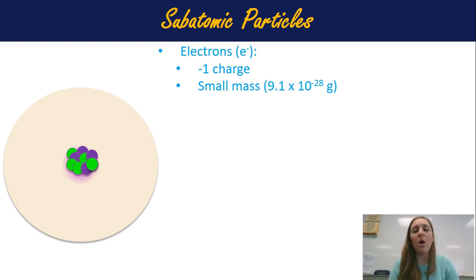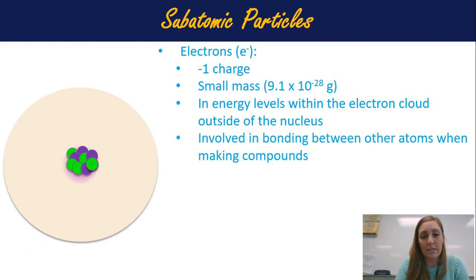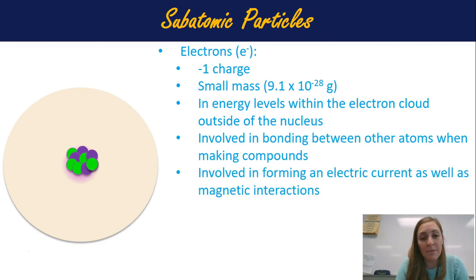So the electrons are unbelievably small. They basically add no mass to the atom because they're so small. It's like if you were a proton, then an electron would be like a piece of dust that you can't even see that just landed on you, right? It's so incredibly small. All right, so electrons exist in energy levels within electron clouds outside of the nucleus, and they are involved in bonding between other atoms when making compounds.